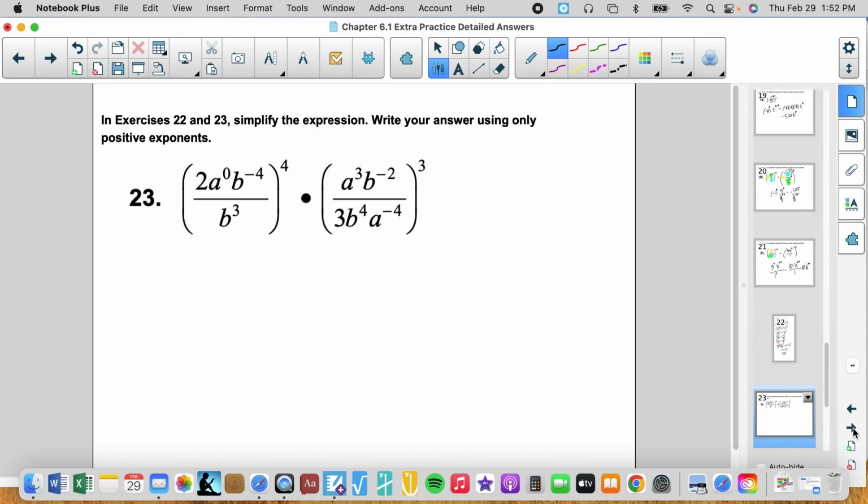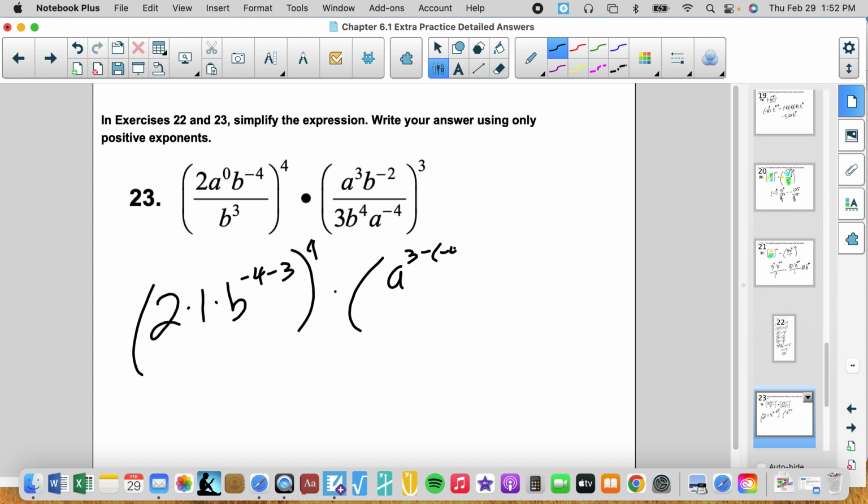Simplify the expression, write your answers. Okay, same thing. So I'm going to simplify inside first. So 2a to the 0 is 1. We have b to the negative 4 minus 3, and that's all going to be to the fourth. And I'm going to have a to the 3 minus negative 4, and I'm going to have b to the negative 2 minus 4 over 3 to the third.